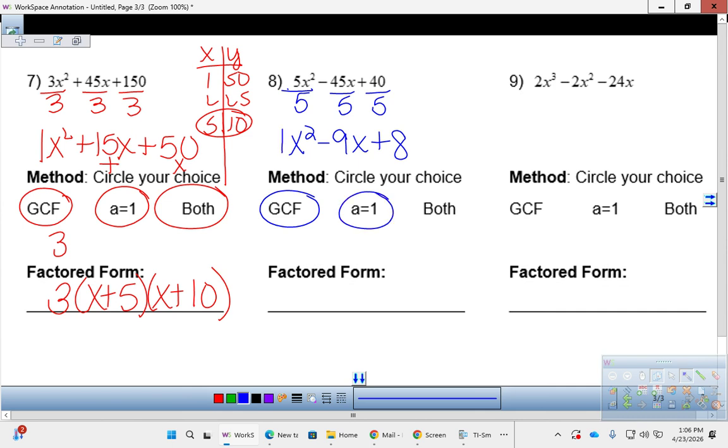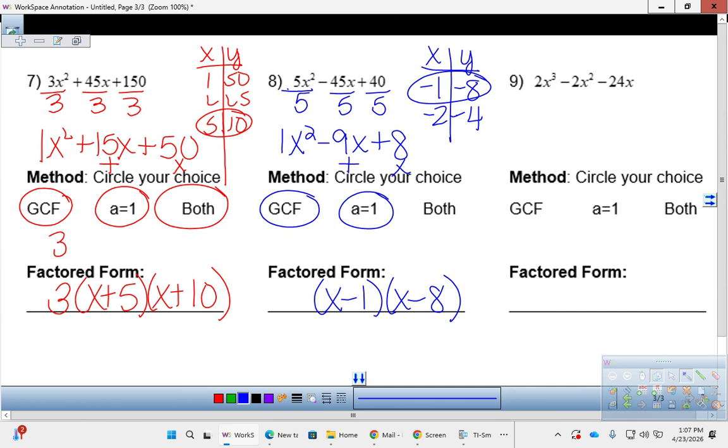So this is both. So now I'm looking for numbers that multiply to 8 and add to negative 9. Now, because they multiply to a positive number, they have to be the same sign, but because I have a negative 9, that would be 2 negative numbers. And this is really it for the multiplies to 8. And so you can see it's going to be this one. x minus 1, x minus 8, but don't forget we divided out the 5 in the beginning, and so that goes to the front. So this one was both.